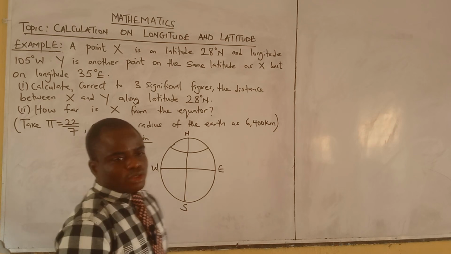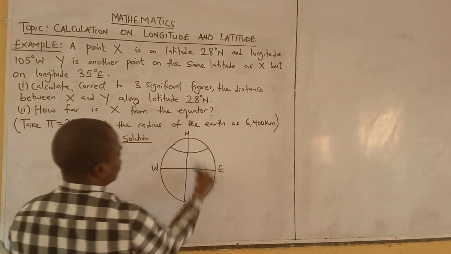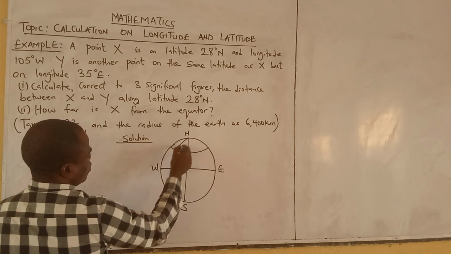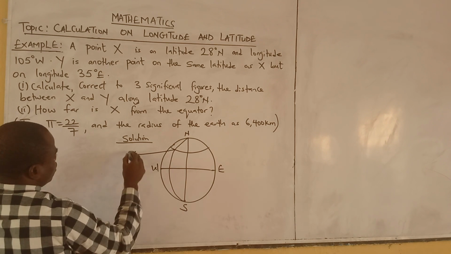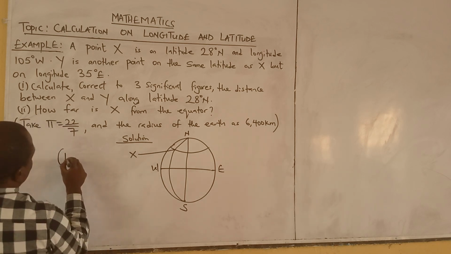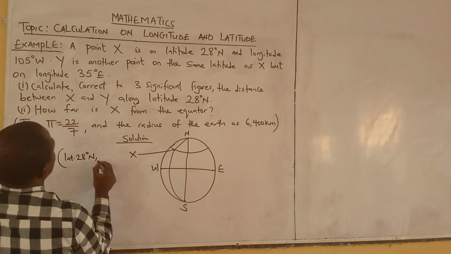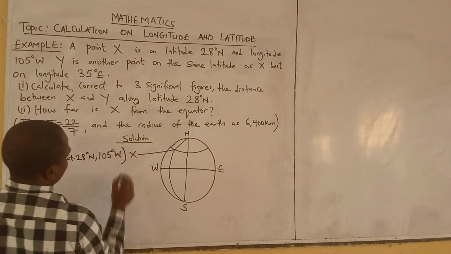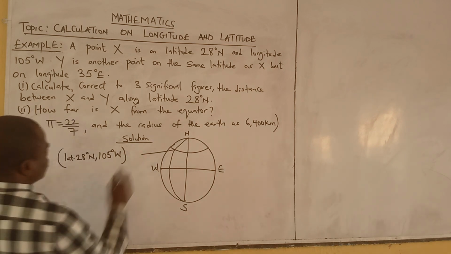We are not drawing to scale, but let your angle be greater than that of the lesser one. Now, can you see 105? Let's bring it out. That's latitude 28 degree north, 105 degree west. That's X. Let's put the X here.